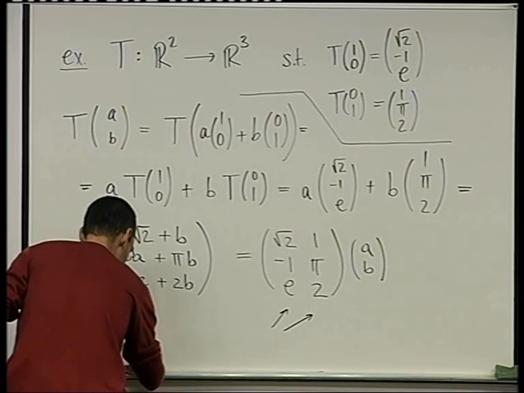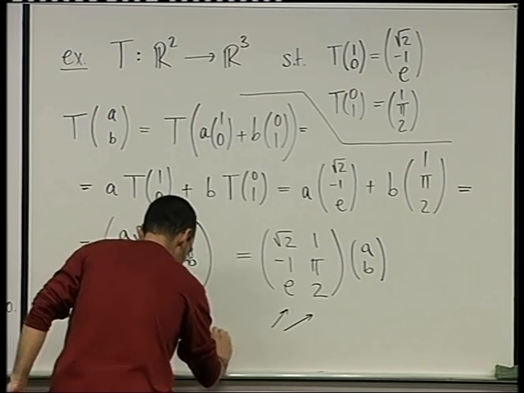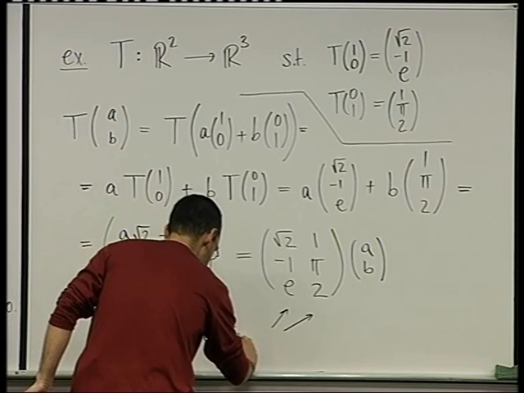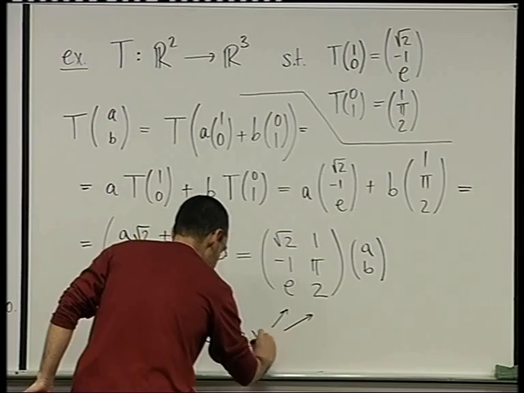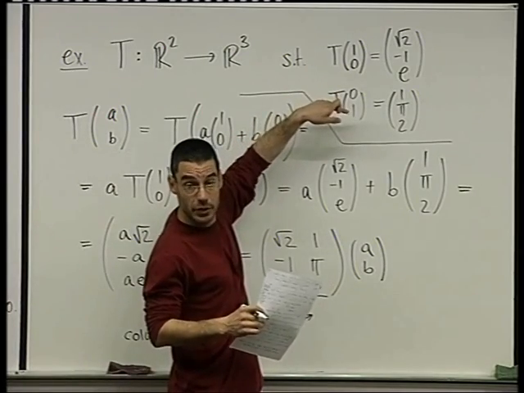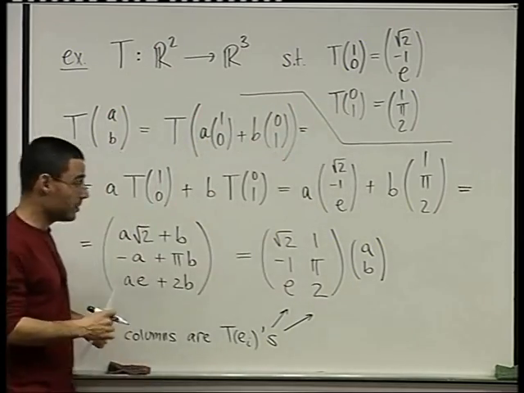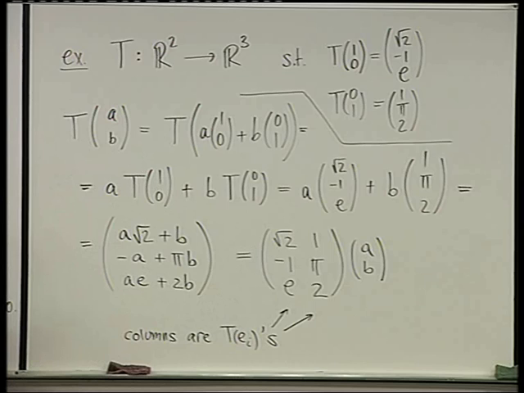Let's write columns. The columns are T of the Ei's, right? If this was E1, and this is E2, then the columns are T of E1 and T of E2. Do you see that? Okay.